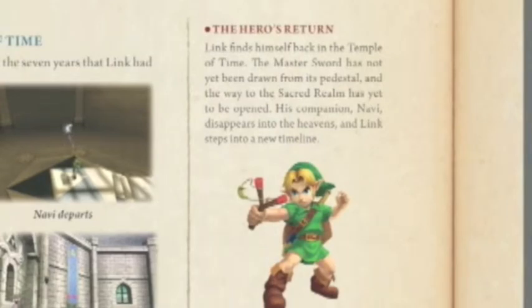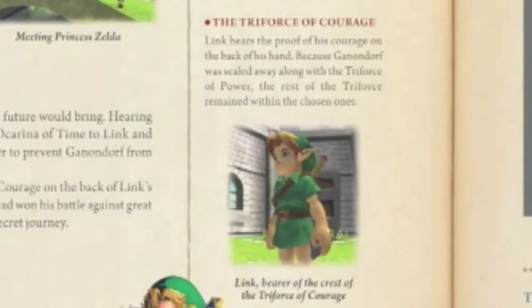The hero's return. Link finds himself back in the Temple of Time. The Master Sword has not yet been drawn from its pedestal, and the way to the Sacred Realm has yet to be opened. His companion Navi disappears into the heavens, and Link steps into a new timeline.